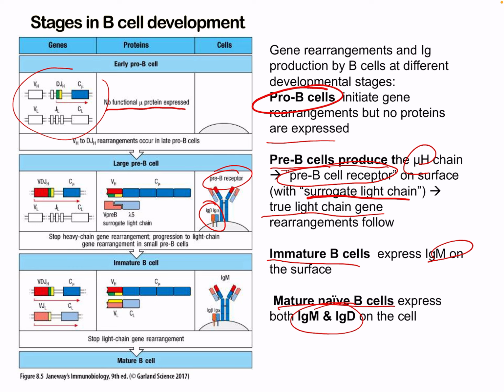So here, we have the early pro-B cell with the VH to DJH rearrangements, which occur in the late pro-B cell. Then we have stop heavy chain gene rearrangement, or progression to light chain gene rearrangement, in the small pre-B cell. And then we have stop light chain gene rearrangement, and we'll continue down.